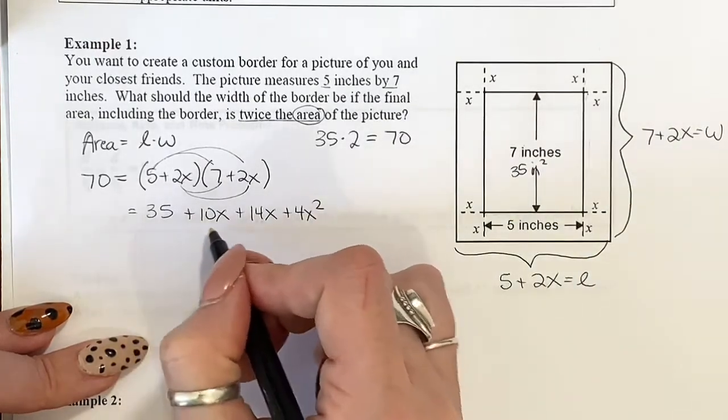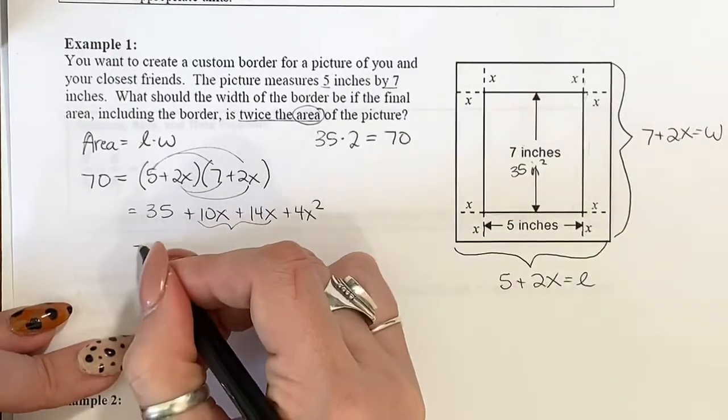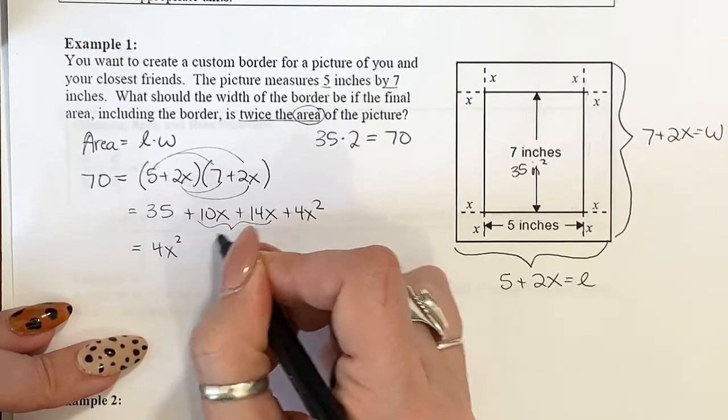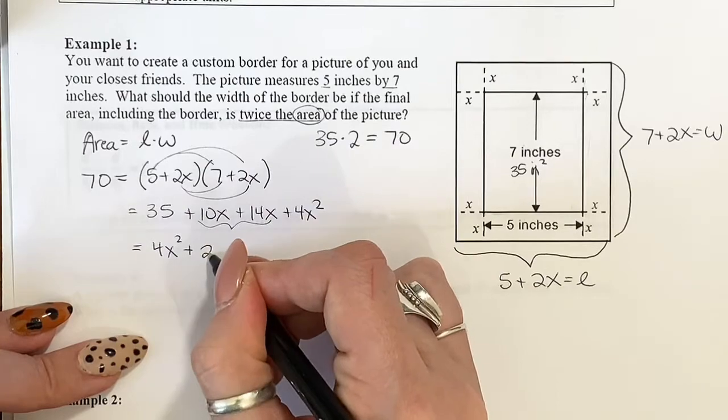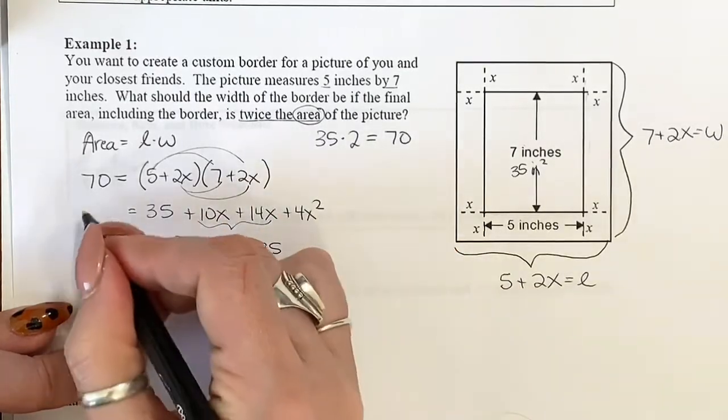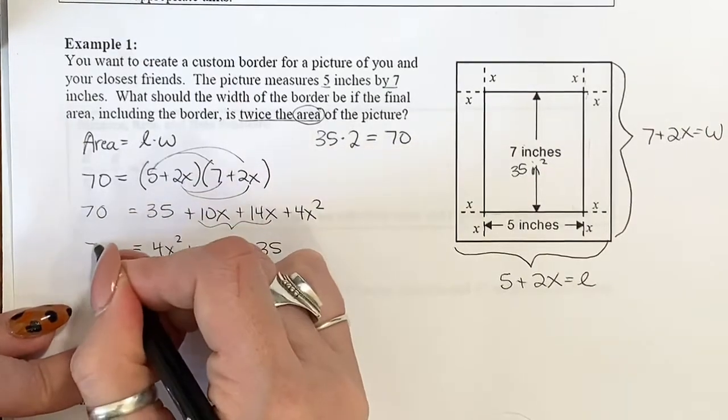And then we can combine some like terms here, and I'm going to put it in descending order. So I'm going to do the 4x squared first. 10x plus 14x is 24x. And then we have that plus 35. We still have this 70 just coming down.